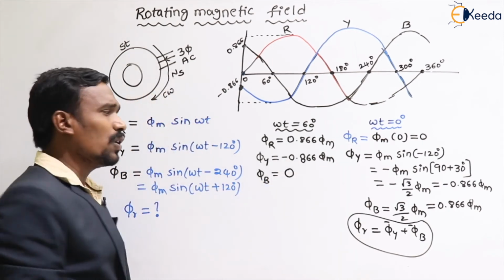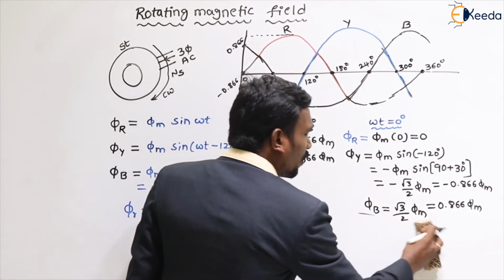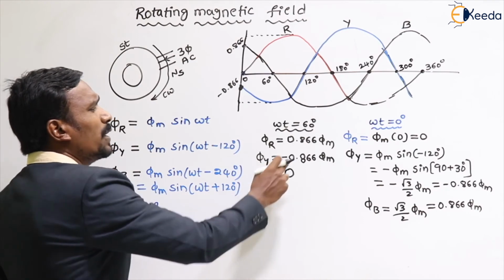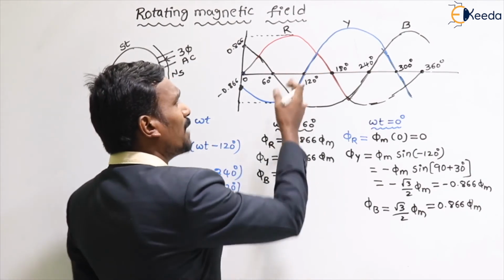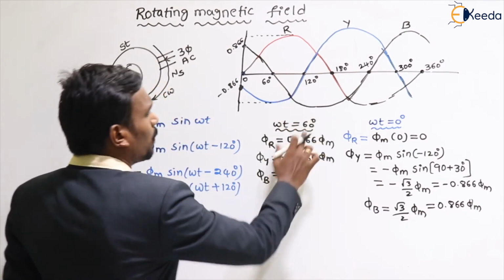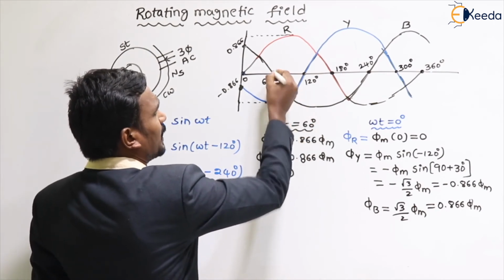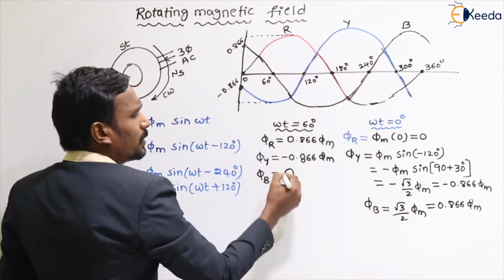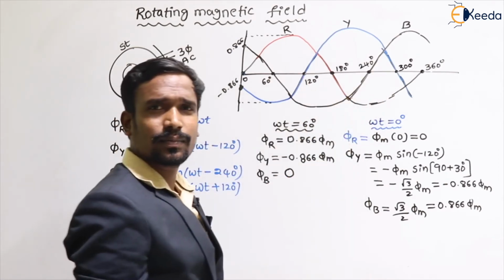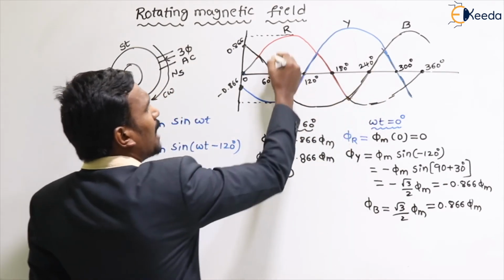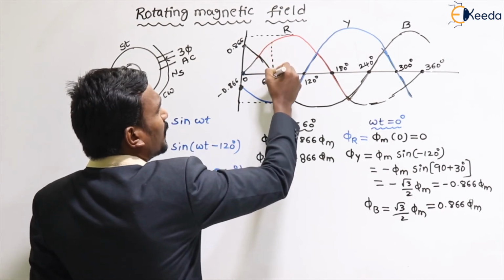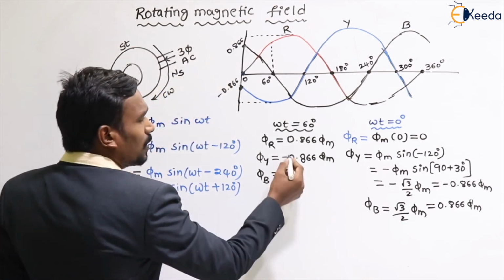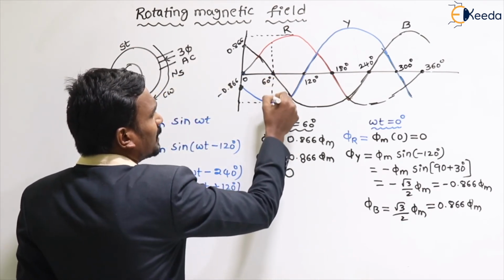Here the B phase is 0, the R phase is positive and the Y phase is negative. Is it correct or not? Once have a look here. At omega t equals 60 degrees, my B phase is 0. This is 100% correct. What about the R phase? The R phase is positive. Yeah, this is 100% correct. What about the Y phase? The Y phase is negative.